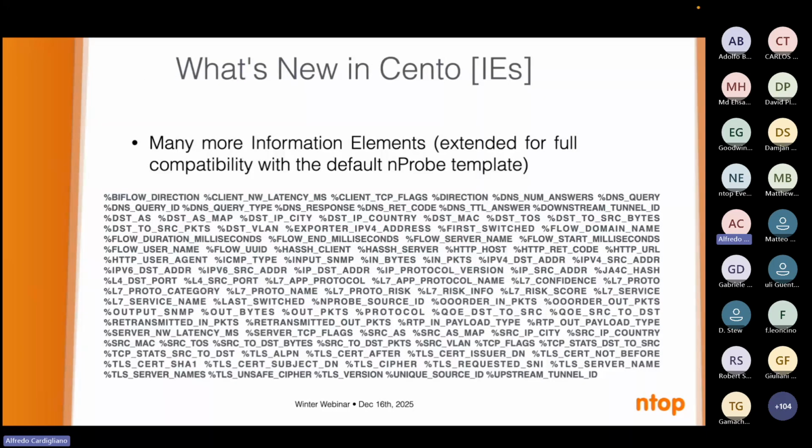nProbe obviously exports many more information elements with respect to nProbe Cento. nProbe is usually able to run at 10 to 20 gigabit per second because it's really feature rich, while nProbe Cento has to be lightweight because, as you probably know, it can be used to process traffic up to 100 gigabit or more. So, of course, the number of information elements supported by nProbe Cento is lower, but with this release, we are at least able to export with nProbe Cento the same information elements that nProbe is exporting by default.